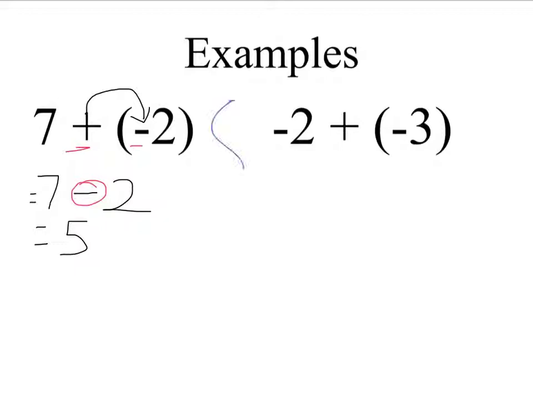Let's have a look at a slightly different example. Again, negative 2 plus negative 3. I put the negative 3 in brackets, and that's a positive and a negative, so my signs are going to be different. So it's negative 2 subtract 3, and I know with my number plane from the last lesson that negative 2 subtract 3 becomes negative 5.